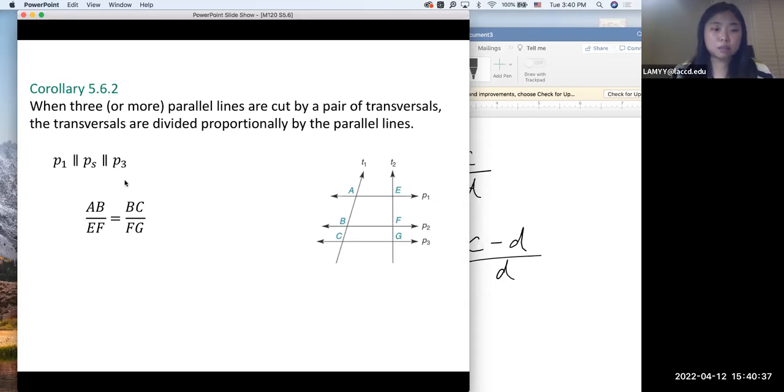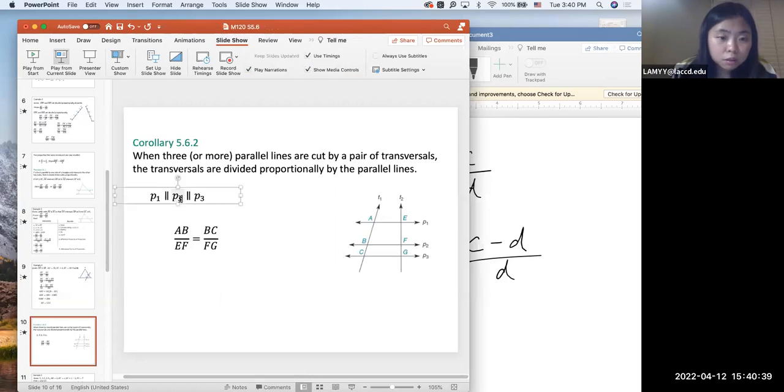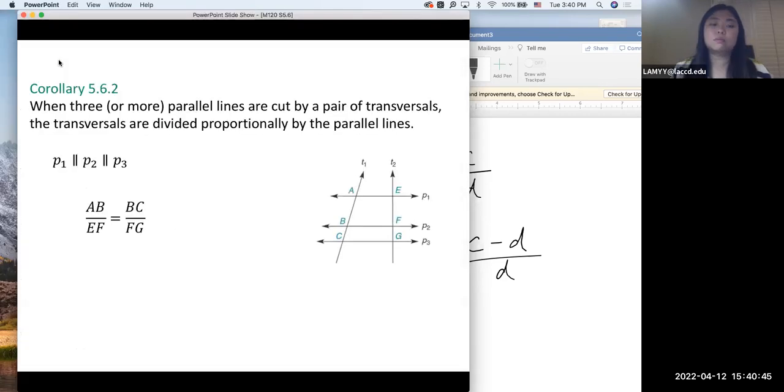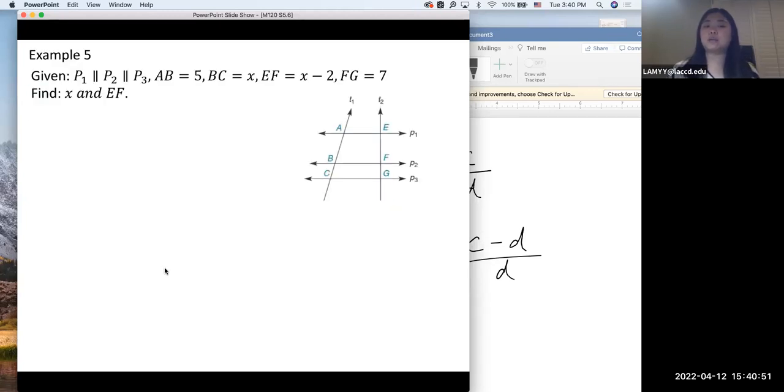P2, not PS. Okay, P1 is parallel to P2, which is parallel to P3, and the sides are going to be divided proportionally. So try this one.